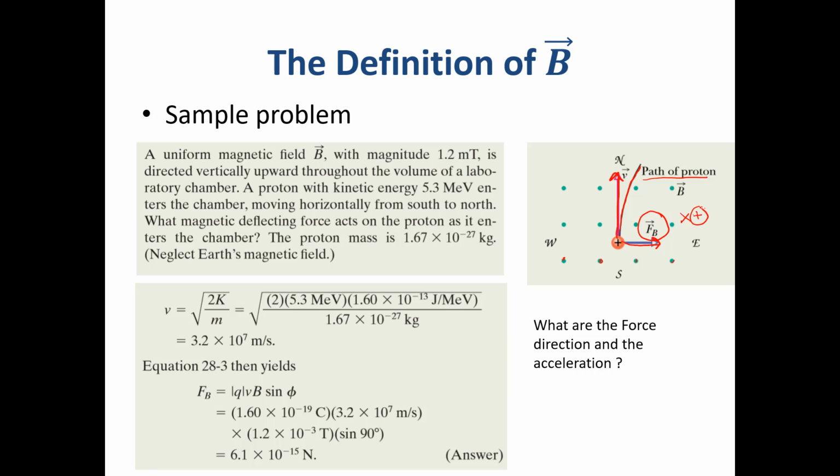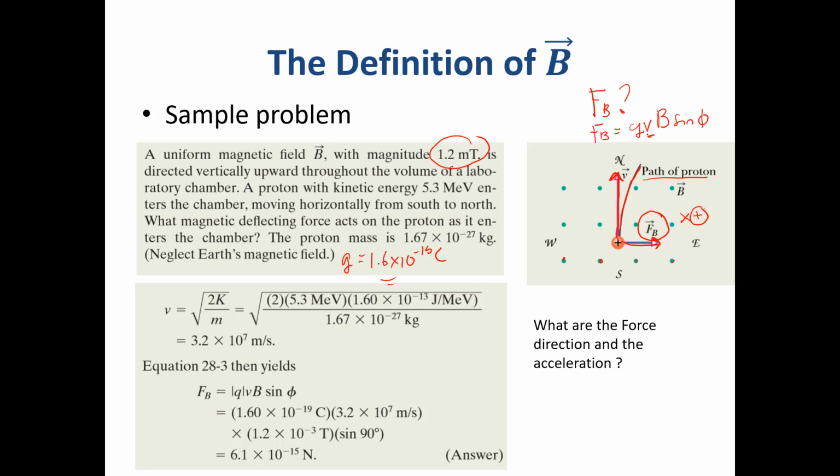Okay. Because the question is what is the magnetic deflecting force, the question is what is FB? The equation for FB is q v B sin theta. We have q because this is the charge, the proton charge, and we have the B. The charge of the proton is 1.6 × 10⁻¹⁹ coulomb. But the v is not given, we have to calculate the v first.